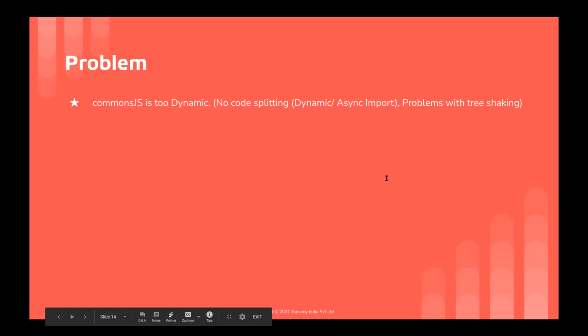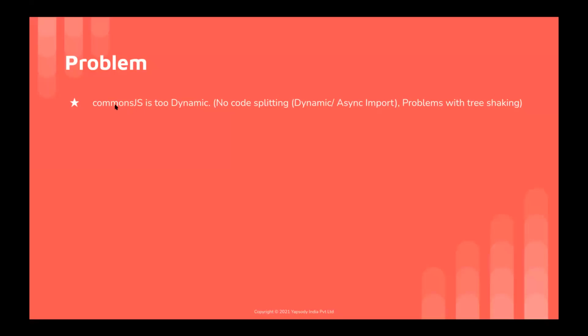So let's see what is dynamic. What do we mean when we say CommonJS is too dynamic?